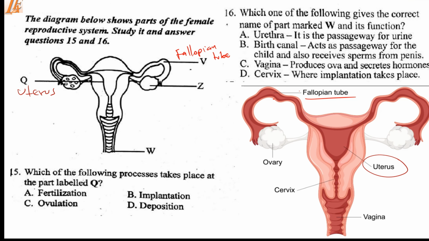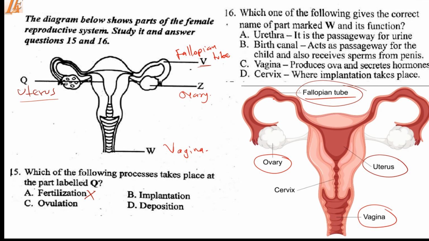Then we have part labeled Z. The part labeled Z is this one here, which we call an ovary. And then the part labeled W is this part here, which we call a vagina. So now the question is question 15. Which of the following processes take place at the part labeled Q? The part labeled Q, we have said, is a uterus. A uterus, that is where implantation takes place. So in this case, A, fertilization, no. Fertilization takes place in the part labeled V. Fertilization takes place in the fallopian tube.